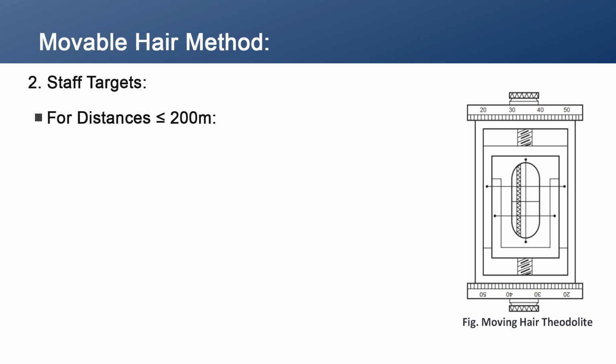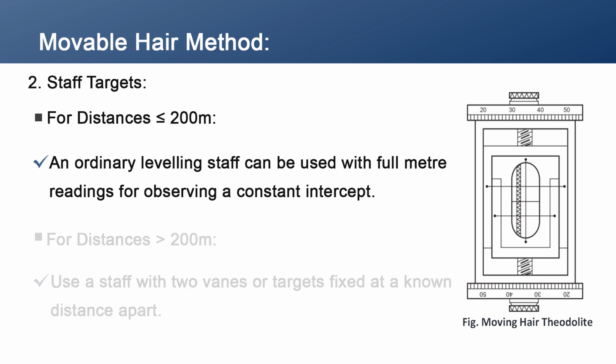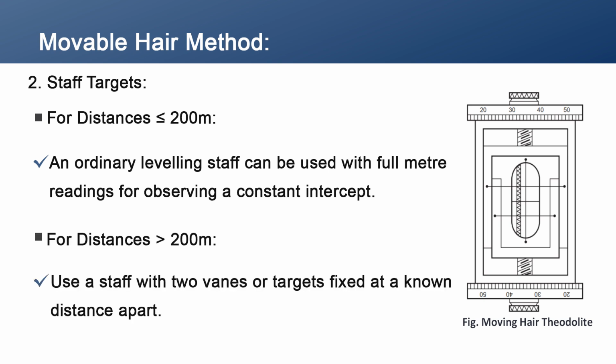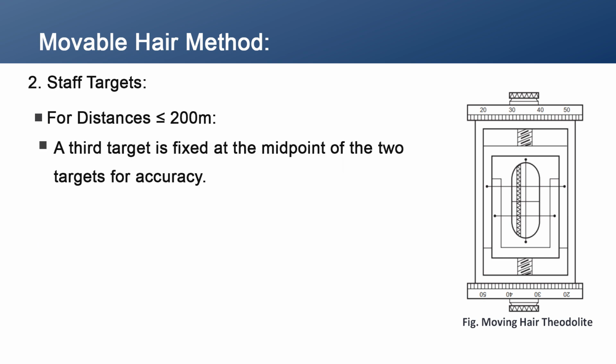For distances up to 200 meters, an ordinary leveling staff can suffice, with full meter readings used to observe a constant intercept. However, for distances exceeding 200 meters, it is necessary to use a staff equipped with two vanes or targets fixed at a known distance apart. To further enhance the accuracy, a third target is placed at the midpoint between the two targets.